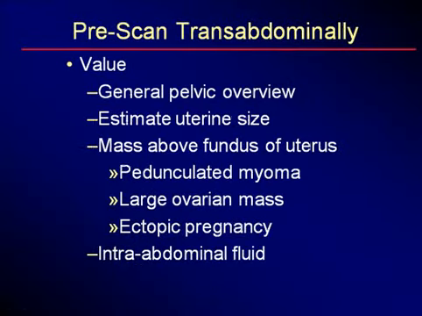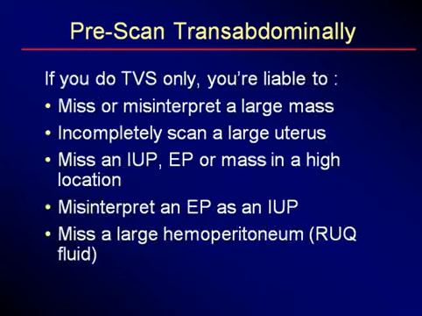The value of doing this transabdominal pre-scan is that it gives us a general pelvic overview. We can quickly estimate the uterine size and see, will we have trouble imaging this uterus with the transvaginal probe or not. We can look for a mass above the fundus of the uterus, such as a pedunculated myoma or a large ovarian mass, or even an ectopic pregnancy in a high position. And we can quickly assess for intra-abdominal fluid with the same probe.